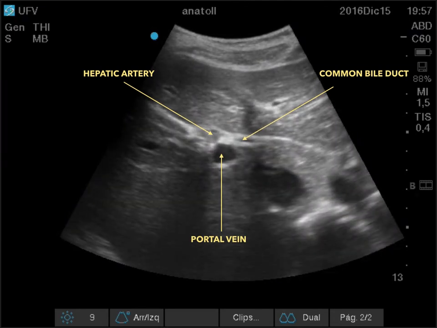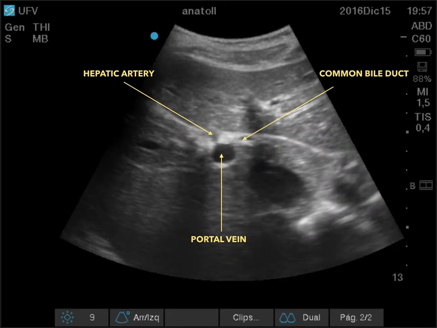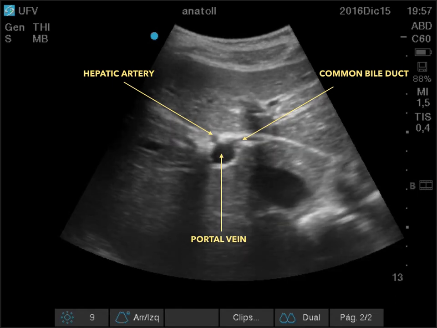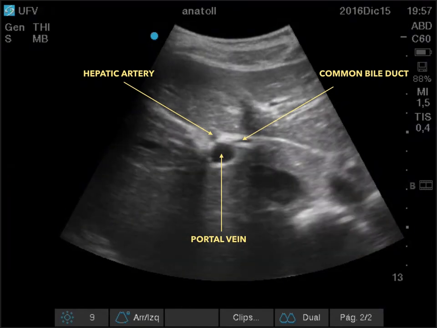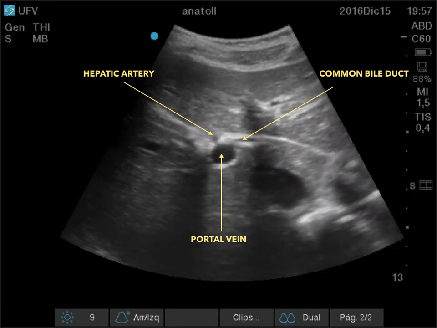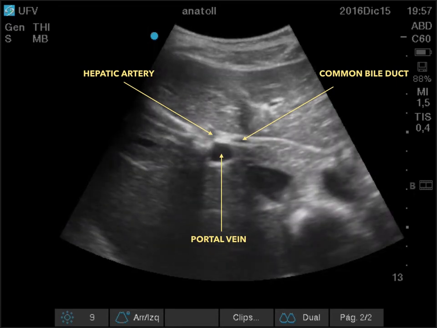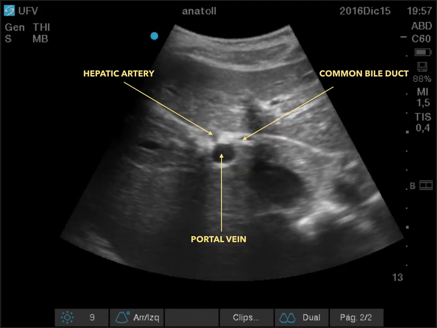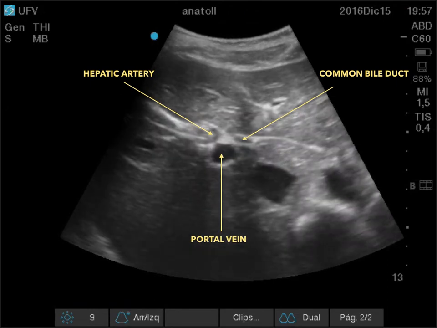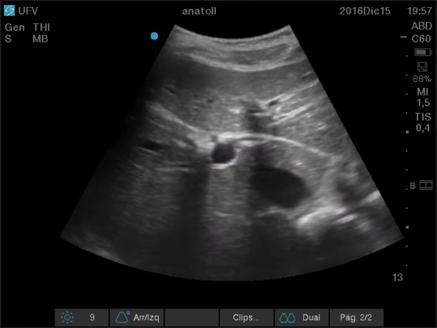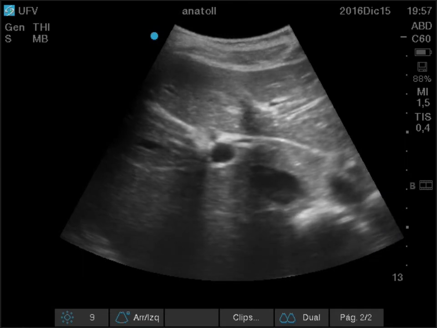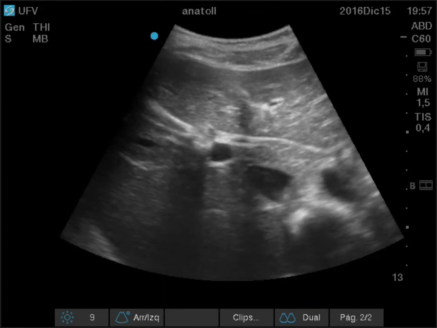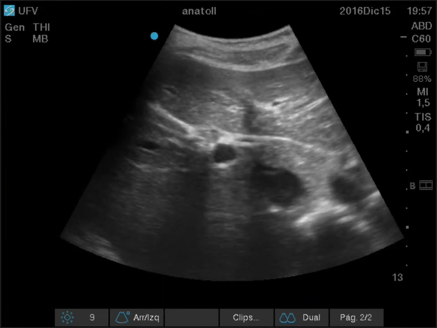It's super easy to identify which one of the structures on top of the portal vein is the artery and which one is the bile duct, just by placing the color mode. The structure with flow is the artery, and the structure without flow is the common bile duct. These three structures are located in every single functional unit of the liver, and this is the portal triad.